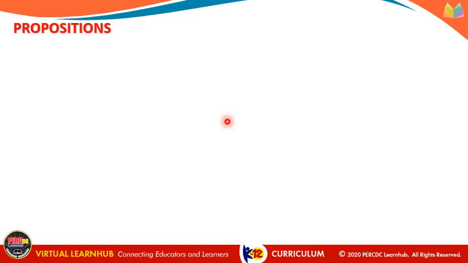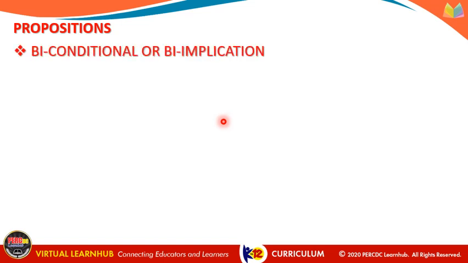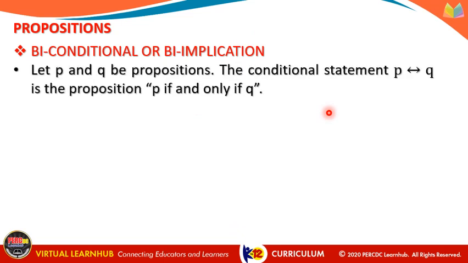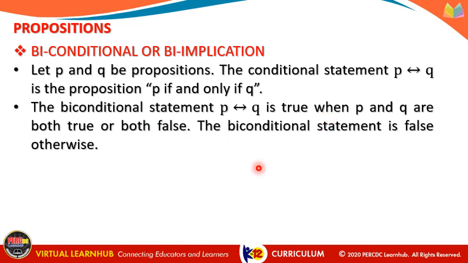All right, let's now go to the last type of compound propositions. You have biconditional, or bi-implication. Let P and Q be propositions. The biconditional statement has its symbolic form like this. So again, if you see a line with double arrowheads, then that is a biconditional proposition. Anyways, if you're going to read this one, this is P if and only if Q. The biconditional statement is true when P and Q are both true or if both are false.